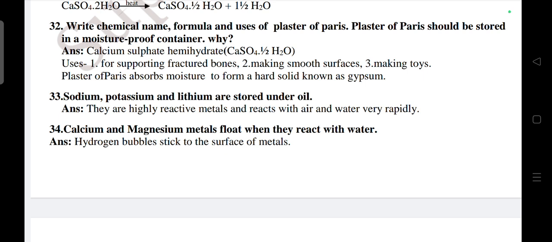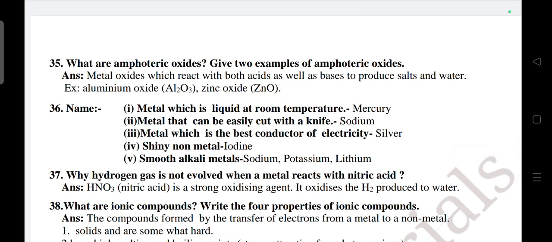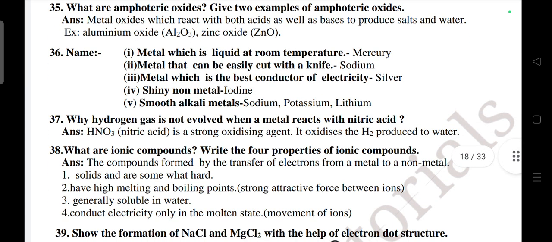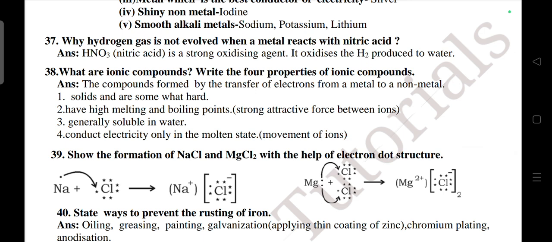Why? Sodium, potassium and lithium are stored under oil. Why? Calcium and magnesium metals float when they react with water. Why? What are amphoteric oxides? Give an example of amphoteric oxides. Name the metal which is liquid at room temperature, the metal that can be easily cut with a knife, the metal which is the best conductor of electricity, a shiny non-metal, and the most reactive alkali metal. Why is hydrogen gas not evolved when a metal reacts with nitric acid?